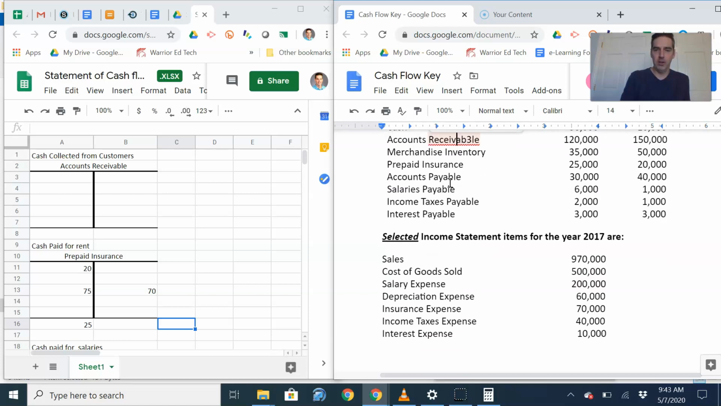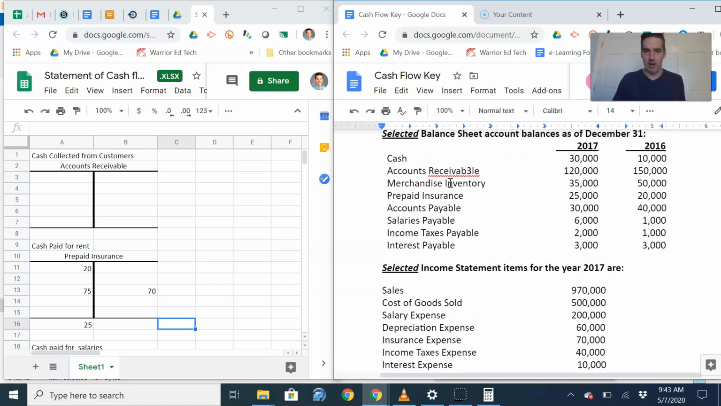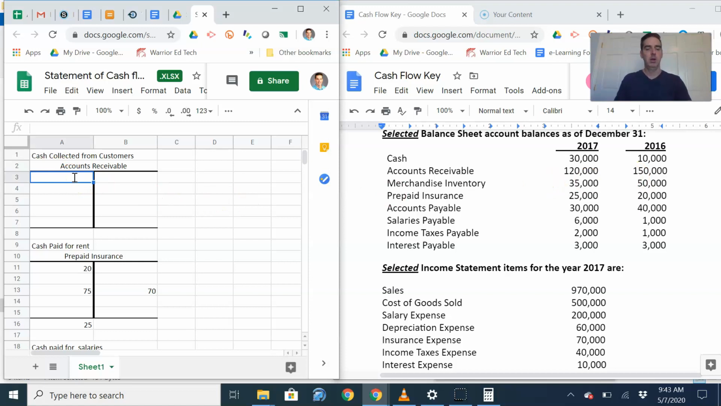And so the receivable, we want beginning and ending. I got a little wild here, I started typing numbers in. All right, let's fix that. So we have beginning and ending, 150 to 120. I have the 150 beginning, 120 ending.